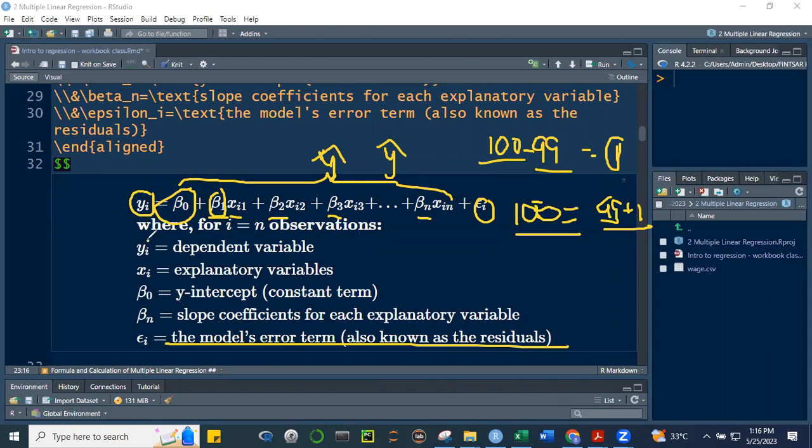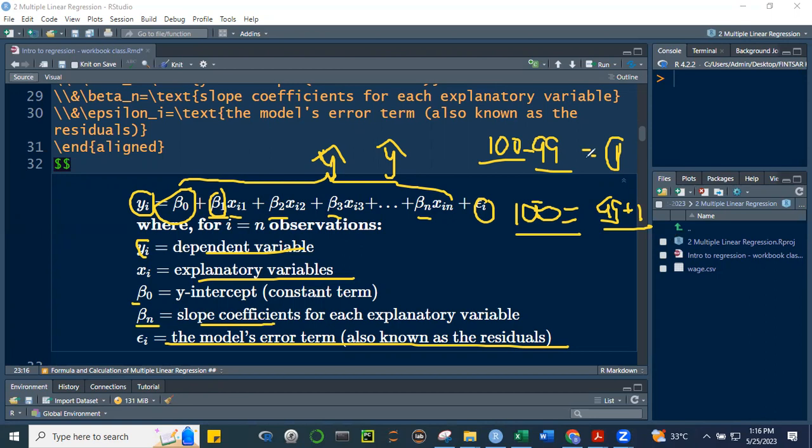Okay? Your y sub i is your dependent variable. Your x's are your explanatory variables. The beta null in the model is your intercept. The beta 1, beta 2, beta 3, up to beta n are the slope coefficients. And epsilon is your residual or error term. All right.